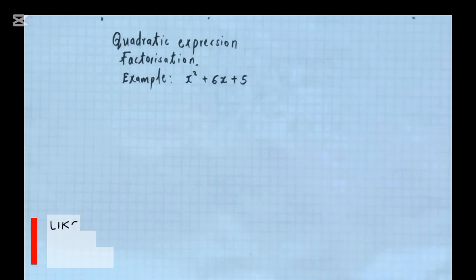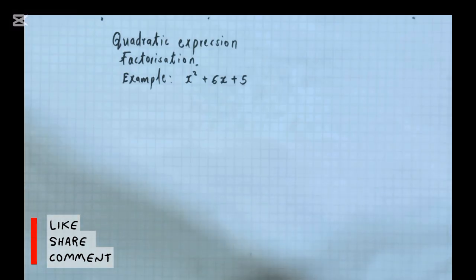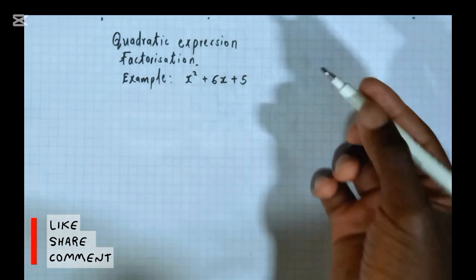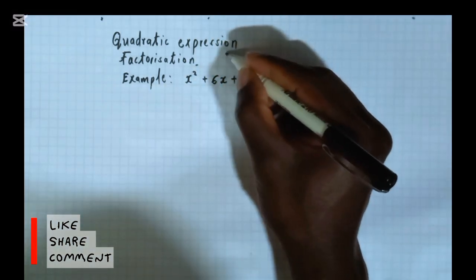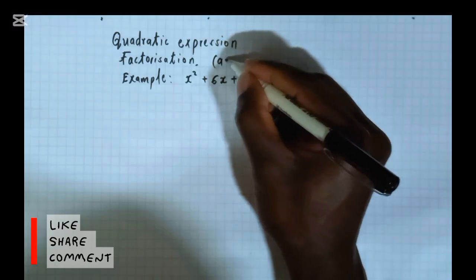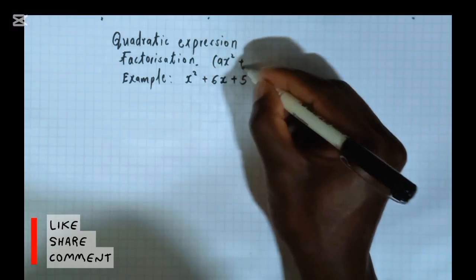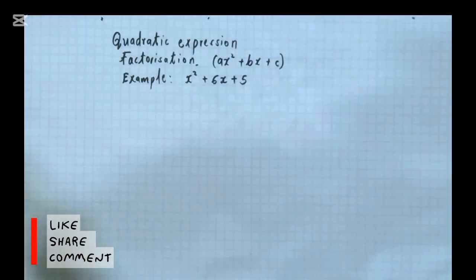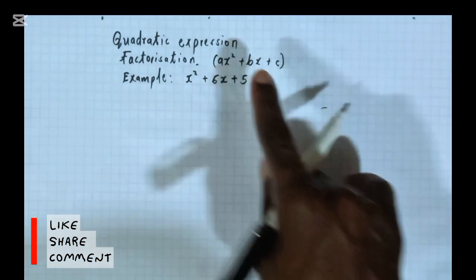Quadratic expressions basically is what we've been looking at of late. And we said that these are equations in the form ax squared plus bx plus c. And we said that a, b, and c have to be constants, and that a must not be equal to 0.